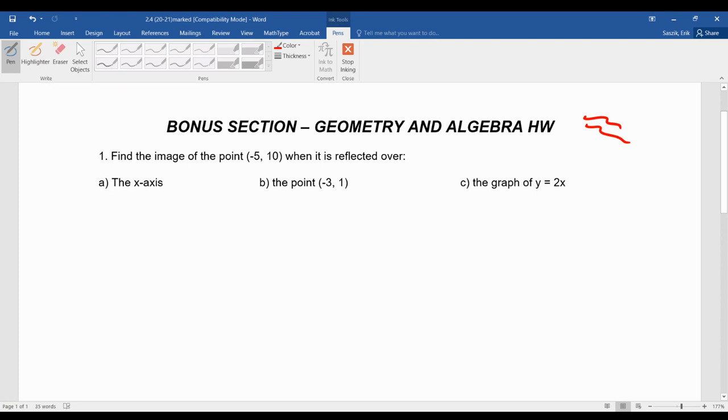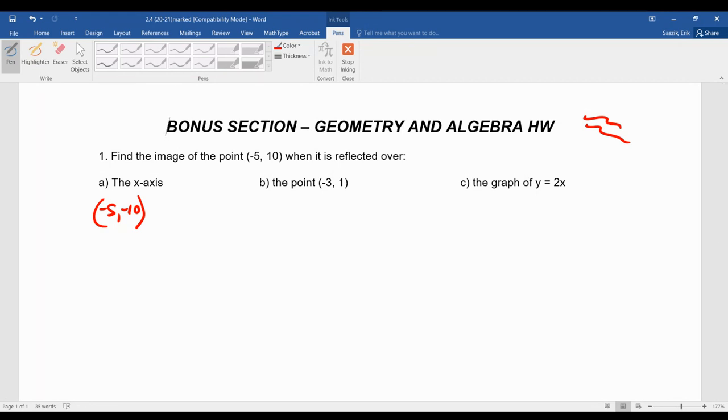This first one's a no-brainer, right? If you have the point -5, 10, and you reflect it over the x-axis, that means the y value is changing, right? And that would just be -5, -10. I don't think I need to talk about that one.